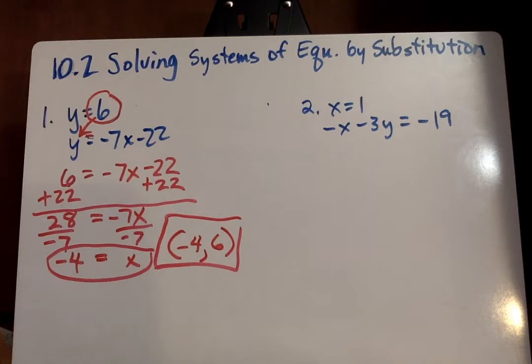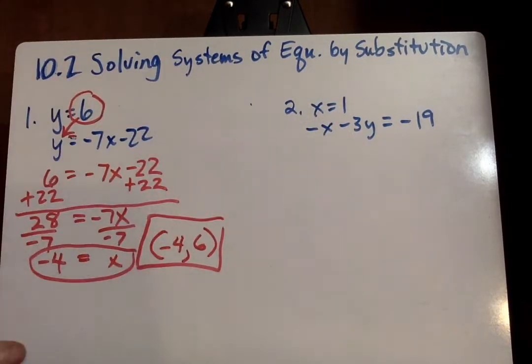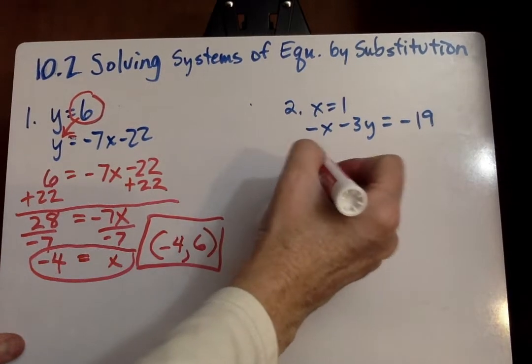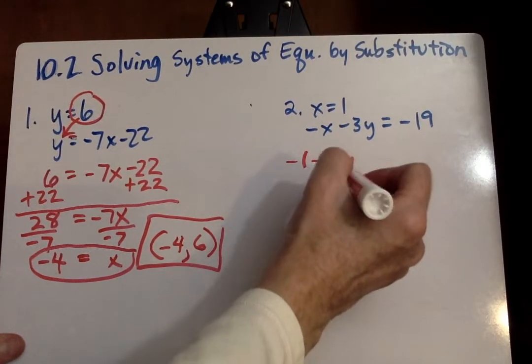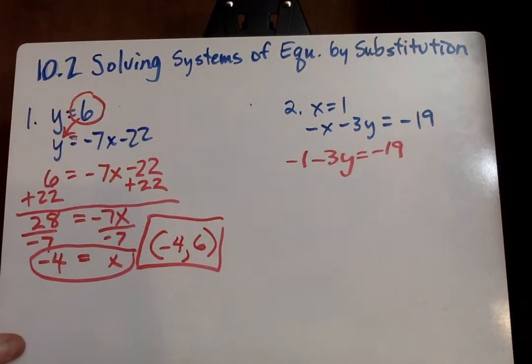Okay, now we're going to go on to number 2. We say which one is isolated? X, only x in there. So I'm going to put a 1 in for x there. So I put negative 1 minus 3y equals negative 19. And I solve for y.